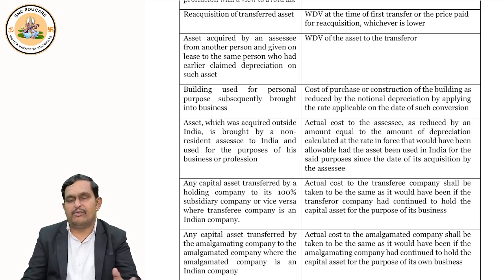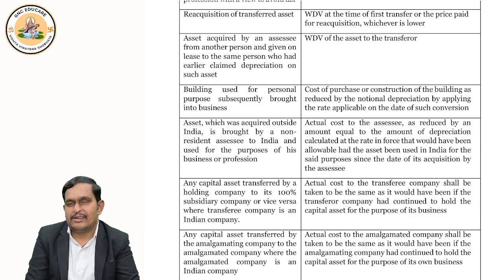Suppose, for example, a building was first used for personal purposes. Later on, the building is used for business purposes. Now what should be the cost of the building for the purpose of business? The Income Tax Department says to consider how many years the asset was used for personal purposes. If you say 5 years, then okay, what is the cost?